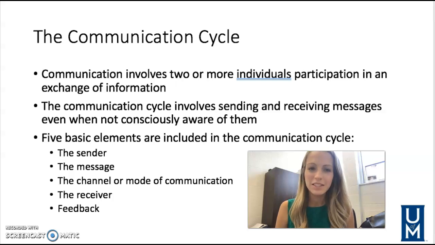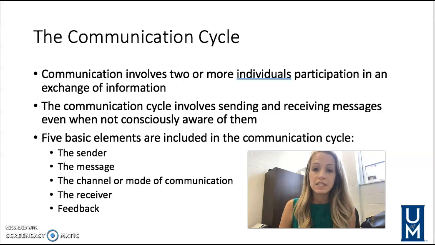Hey everybody, let's talk about the communication cycle. So communication involves two or more individuals participating in an exchange of information. So you have to have two people and they have to participate for this communication cycle to actually work effectively. It involves sending and receiving messages even when these participants are not consciously aware of them.